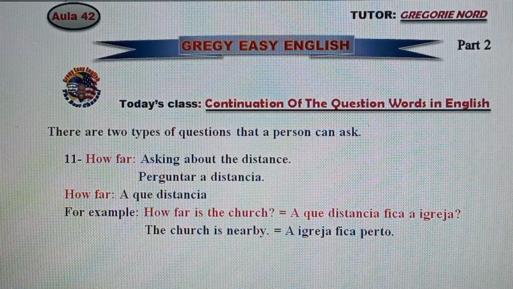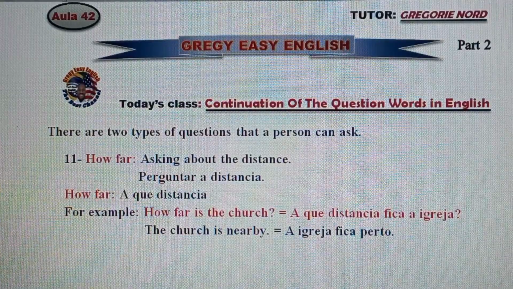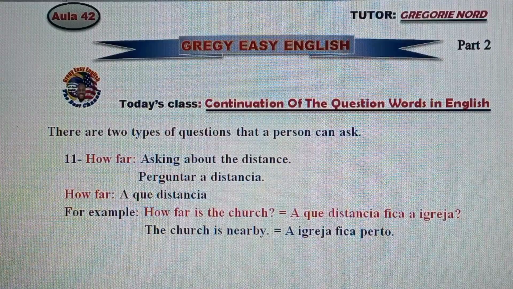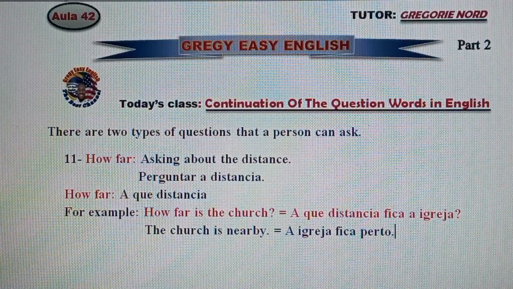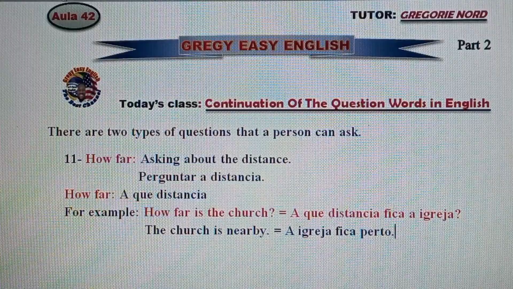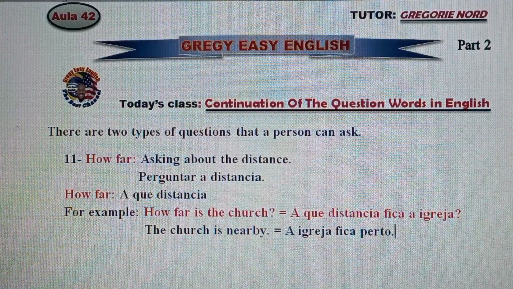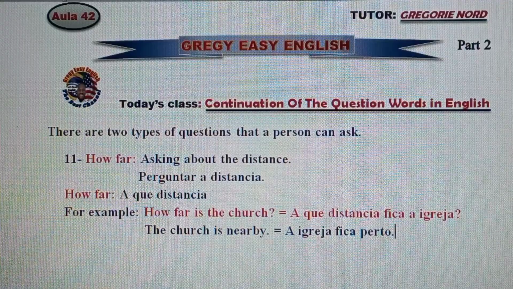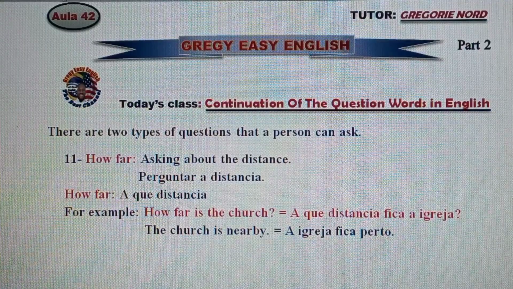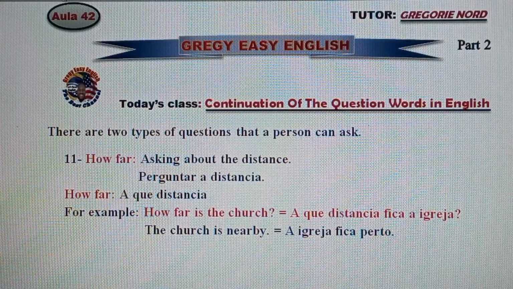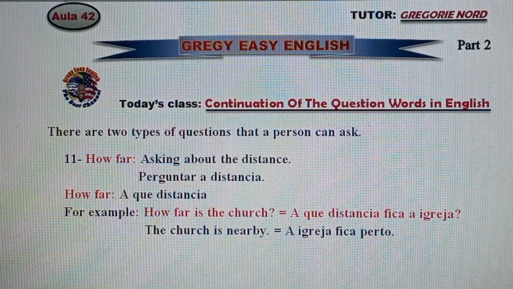Ok, guys? How far significa a que distância. How far pergunta a distância. How far is the church? A que distância fica a igreja? The church is nearby. A igreja fica perto.